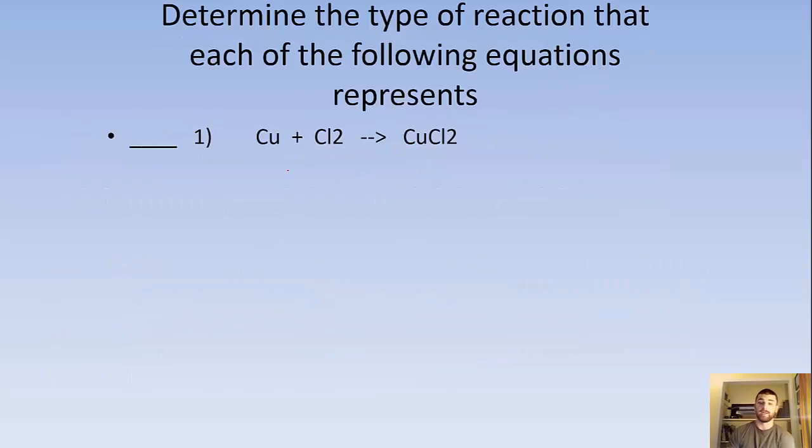All right, so let's do a little practice. What kind of reaction is this? I have copper, I have chlorine, and I'm getting CuCl2. Well, hopefully you can realize that that's a synthesis reaction because it follows the general formula of X plus Y, giving us XY, a new compound.